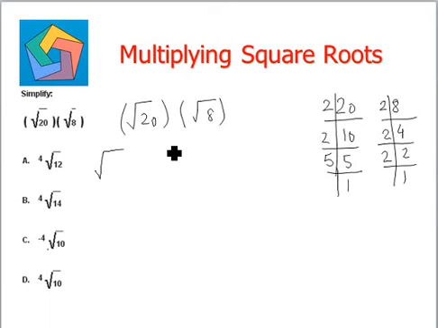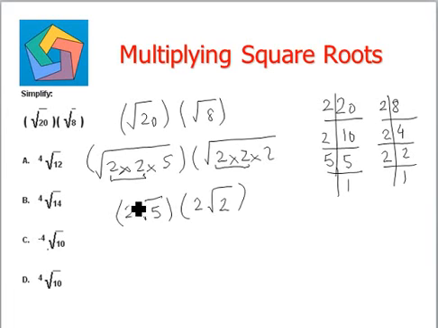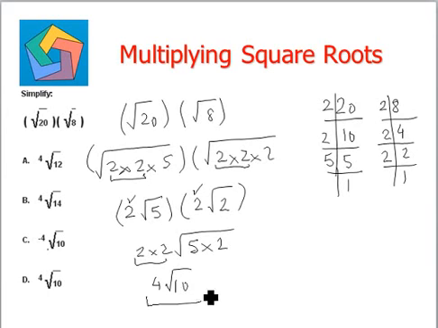20 can be written as 2 times 2 times 5, while 8 can be written as 2 times 2 times 2. We'll combine the two 2's and they come out as a single 2. So here we have 2 square root of 5 multiplied by, here also 2 2's combine, come out as a single 2, 2 square root of 2. So we'll multiply the numbers outside the square root sign, 2 times 2, and inside we have 5 times 2. So 2 times 2 is 4, square root of 10 is the final answer, can be seen in option D.